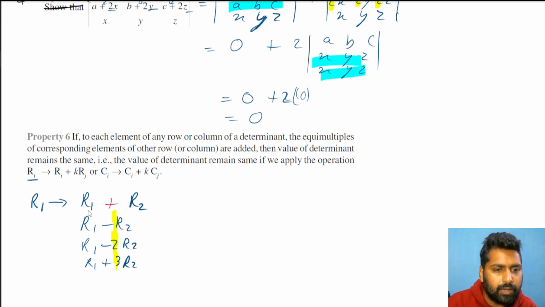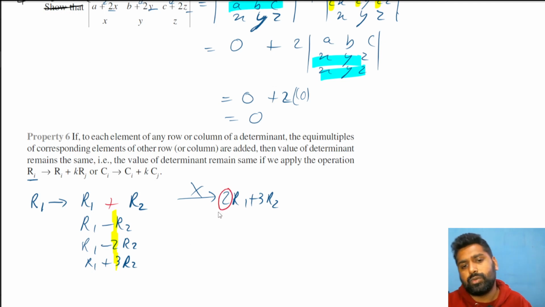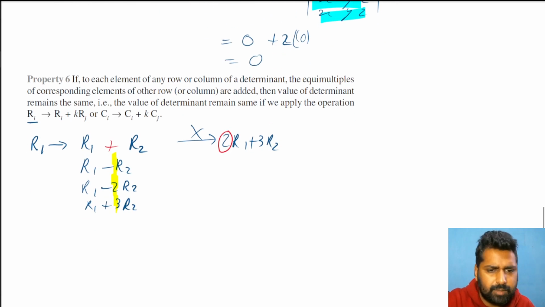We are performing it on R1. R1 remains the same. R1 goes to R1 plus some constant into R2 or R3. But you cannot write like this, this is invalid. If I do 2R1 plus 3R2 like this, it is wrong. The problem is that I cannot multiply R1 directly with 2, but I can multiply R2 with 2 and then add it to R1. Same thing you do with the column also. Again, you have the freedom: C2 goes to C2 plus C3, C2 minus C3, anything. You can do it row wise as well as column wise. Complete freedom.